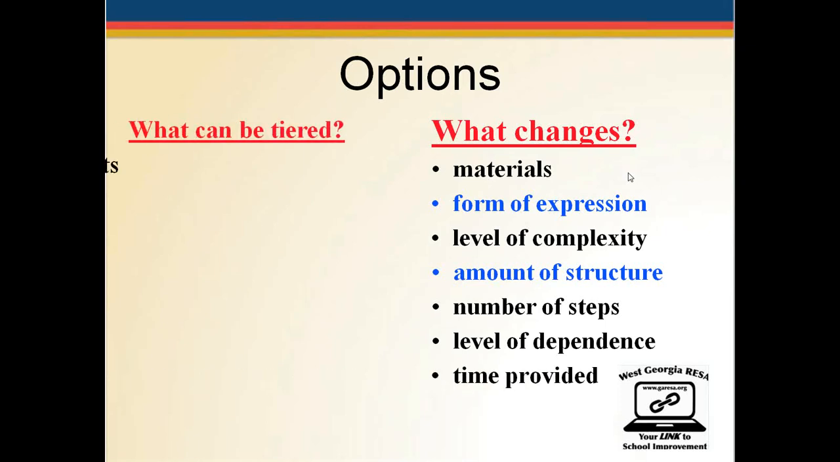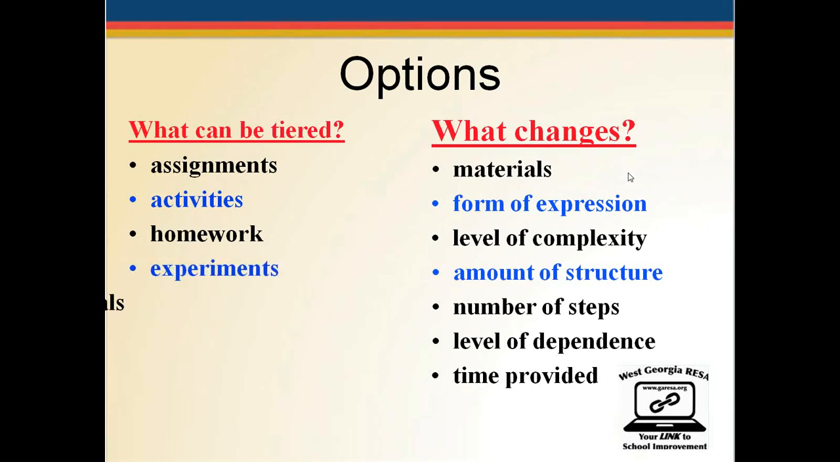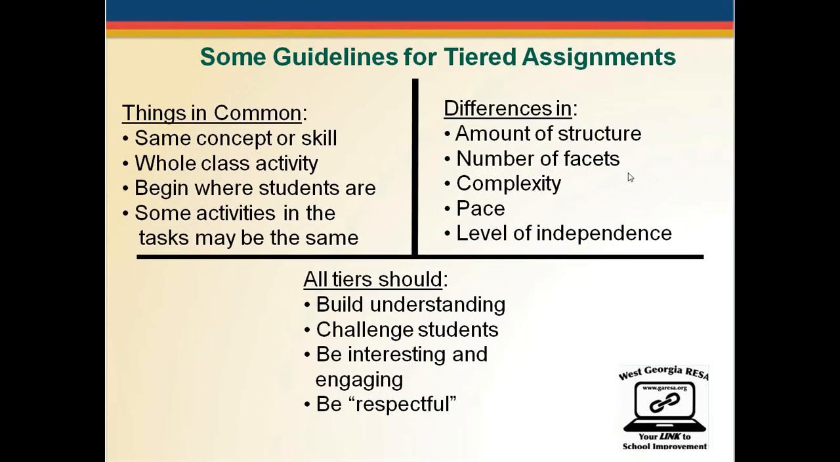And so what kind of things can we tier? Does it always have to be an activity? Well, no, we can tier an outside assignment. We can, of course, tier activities in the class. I love tiering homework because that's sort of a low-stakes place for the teacher to try out some new ideas with tiered assignments. Experiments can be tiered, the materials themselves can be tiered, assessments can be tiered, and writing prompts. That's just a little list there.